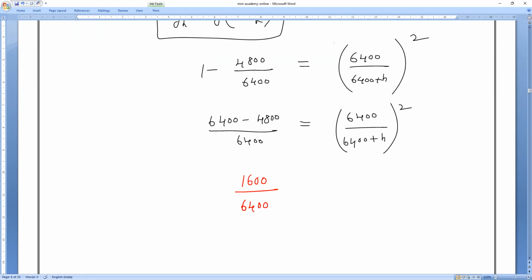So to get the 6,400, how many times do you have to multiply? Division. So the zeros get cancelled. 16 ones are 16, 16 fours are 64. So 4. That's all it is. So 1 by 4. Can I cancel it, guys? Everybody? So I will write 1 by 4 is equal to 6,400 divided by 6,400 plus H whole square.